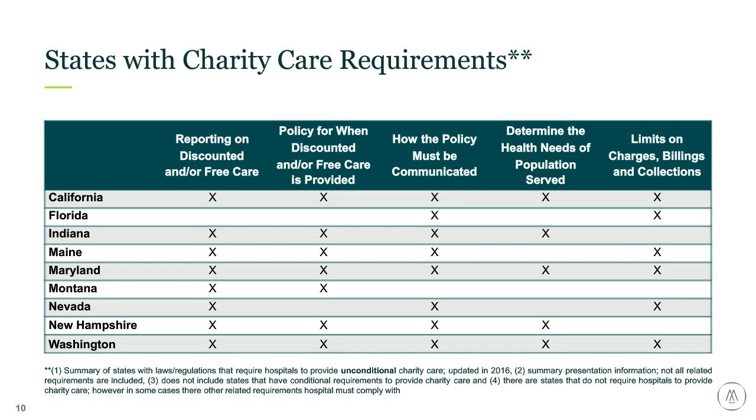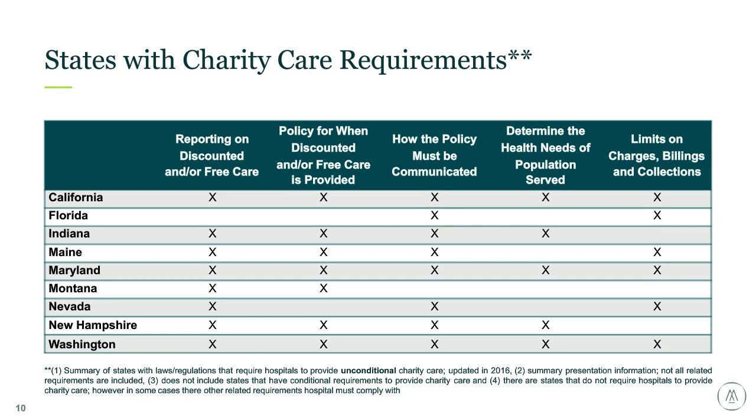They are in this table because they have laws that require hospitals to provide unconditional, discounted, or free care. Walking through each of the columns, the first column tells us if there are related reporting requirements. Second column, this means that Washington hospitals must have a policy to govern when charity care is provided. The third column notes that there are rules about how the policy must be disseminated. For example, when the policy must be communicated and in how many languages it must be translated.